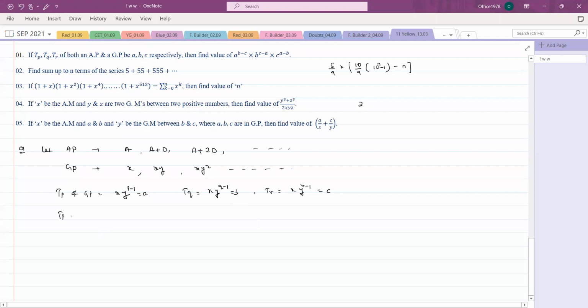TP of AP. AP का pth term A plus P minus 1 into D. This one also given A. And A plus Q minus 1 into D. This one given B. A plus R minus 1 into D. This one given C. So these are the given.